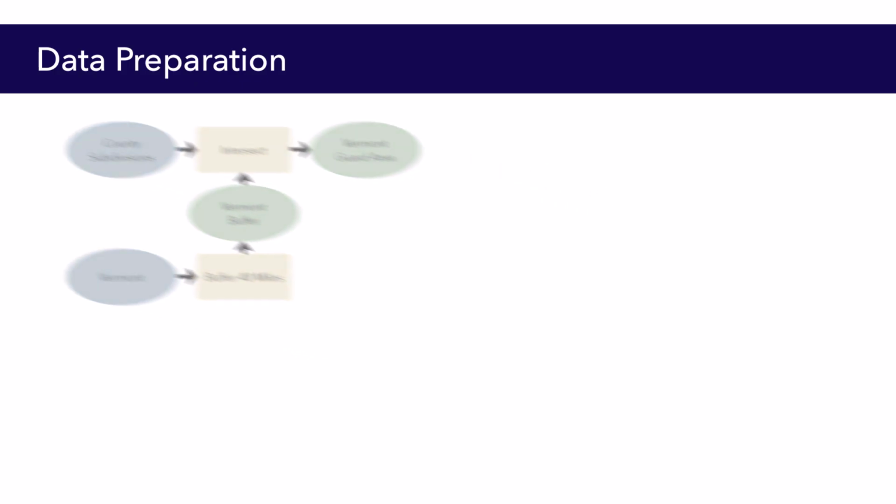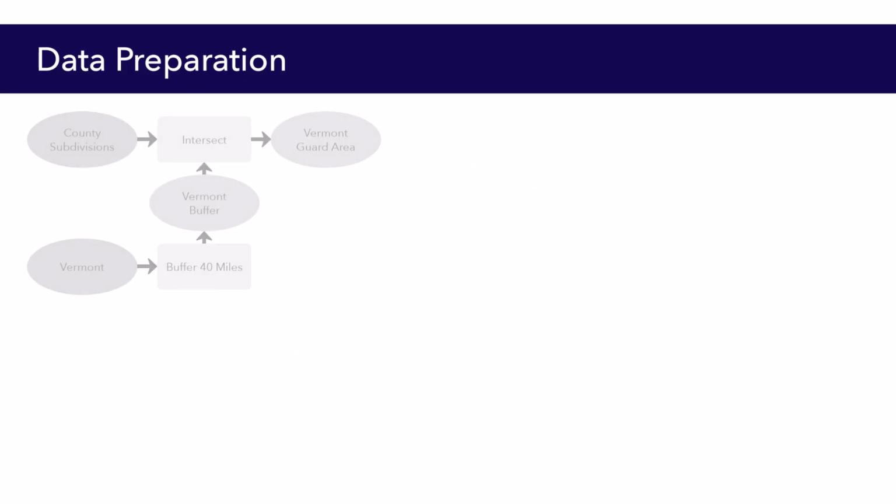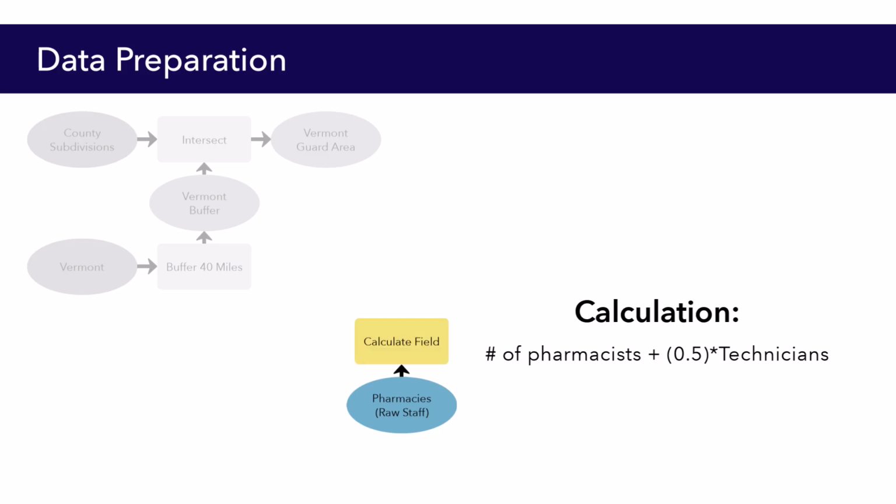With our study area and guard area selected, we next need to bring in data about pharmacies themselves. We have pharmacy location data and staffing information, which includes both pharmacists and technicians. Since pharmacists are considered more critical to operations and healthcare, we'll calculate a weighted service value for each pharmacy by adding the pharmacists plus 1/2 for each of the technicians to determine the total staff available at each pharmacy.